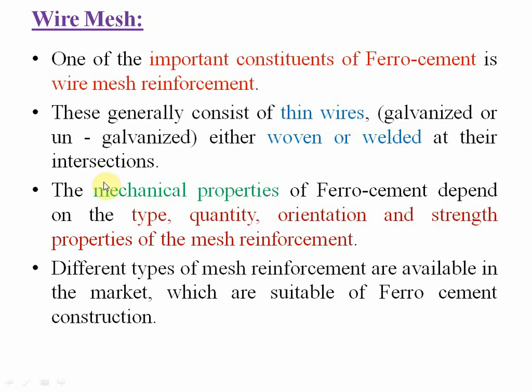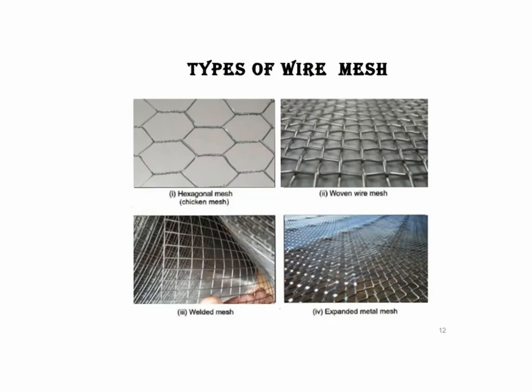The mechanical properties of ferrocement mainly depend on the type of the mesh reinforcement used, quantity, orientation and strength properties of the mesh reinforcement. There are different types of mesh reinforcements available in the market which are suitable for ferrocement construction. Here you can see this is the hexagonal mesh, that is also called chicken mesh. This is the woven wire mesh, and this is the welded, that is, intersections are connected by welding.